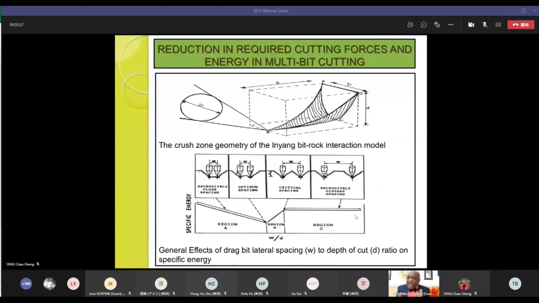Now, the arrangement of those cutting bits on the boom is very significant. There is an optimum spacing of those cutting bits, and that is the second, if you start counting from the left. The second spacing that you see there, demarked by W, corresponds to the minimum specific energy. So in rock bit geomechanical interaction, it is very important to optimize the spacing of the cutting bits.